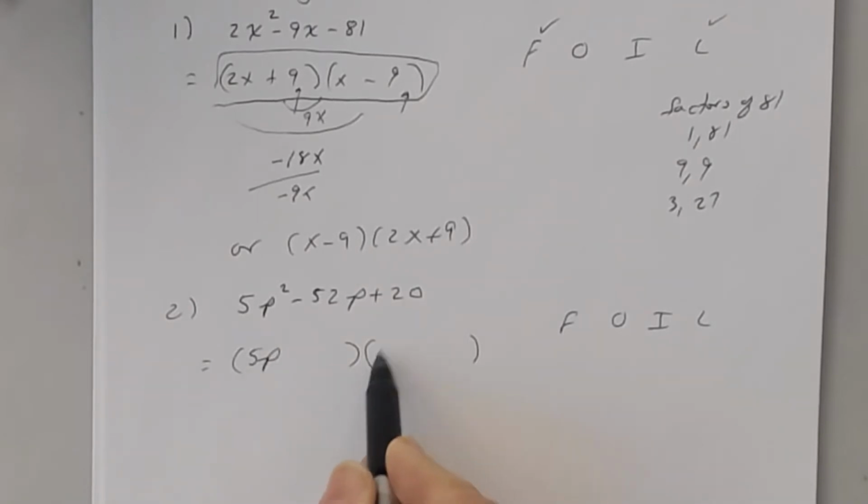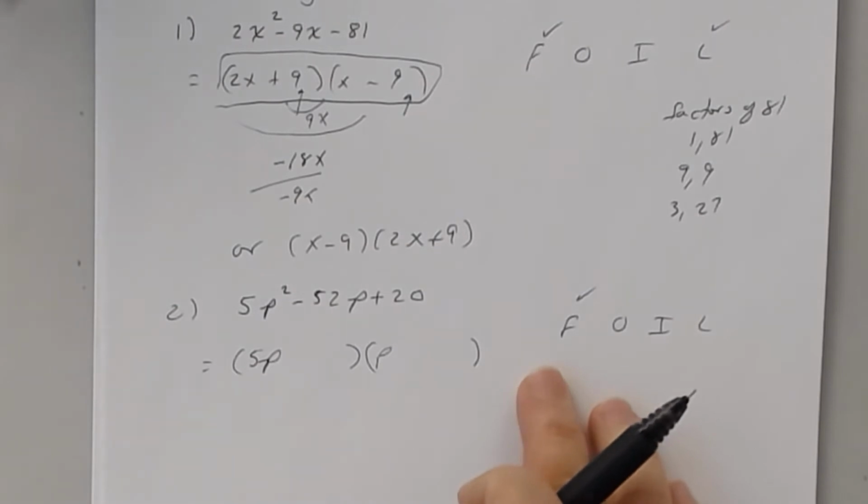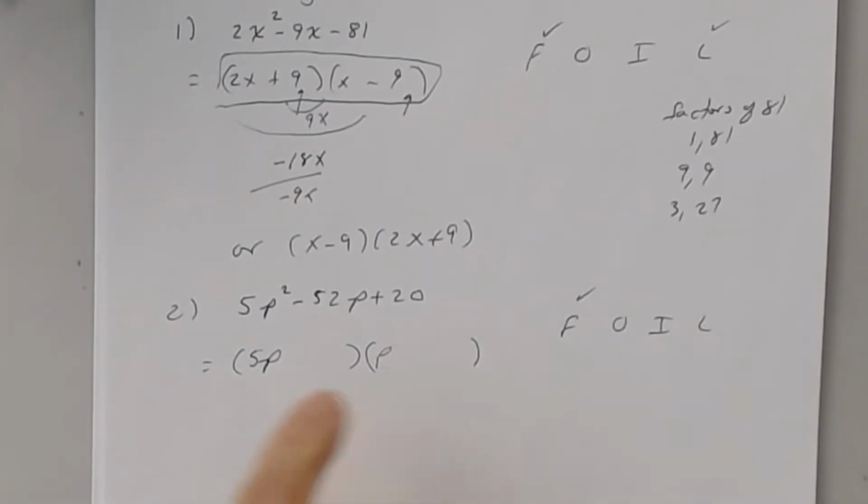5P and P. All right, so there's only one possibility. That takes care of F. Now, keep in mind that 5P and P may not work in some problems. Here, that's the only possibility, right? So it has to be 5P and P.